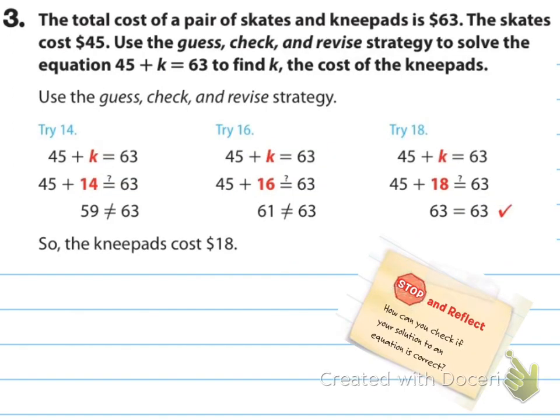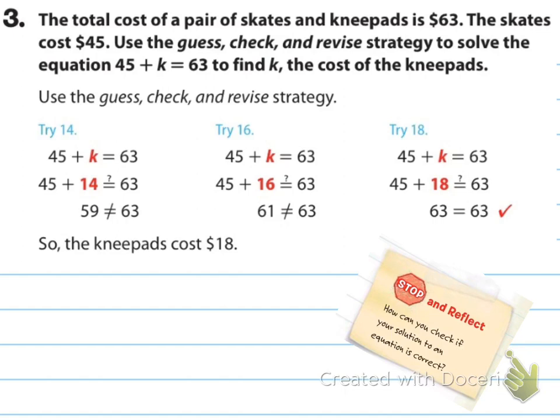All right. So the total cost of a pair of skates and knee pads is $63. The skates cost $45. Use the guess, check, and revise strategy to solve the equation 45 plus K equals 63.